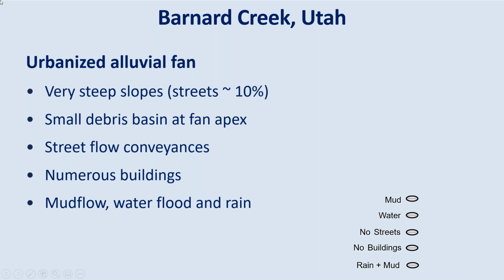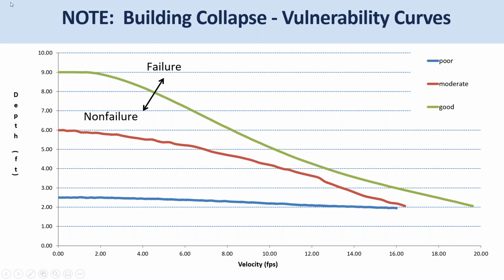So I did that for your edification, to show you some differences. One thing that you could do, I'm just mentioning this, is that you could put building collapse vulnerability curves into the model and actually have the mud flow wipe out your buildings based on whether they're good buildings, moderate buildings, or poorly constructed buildings, in terms of velocity and depth. It would wipe out the building and allow the flow to go through the building and down fan. And this was somewhat important to modelers in Italy and Switzerland and Europe. So I put this in for them just so that you know that it's there.